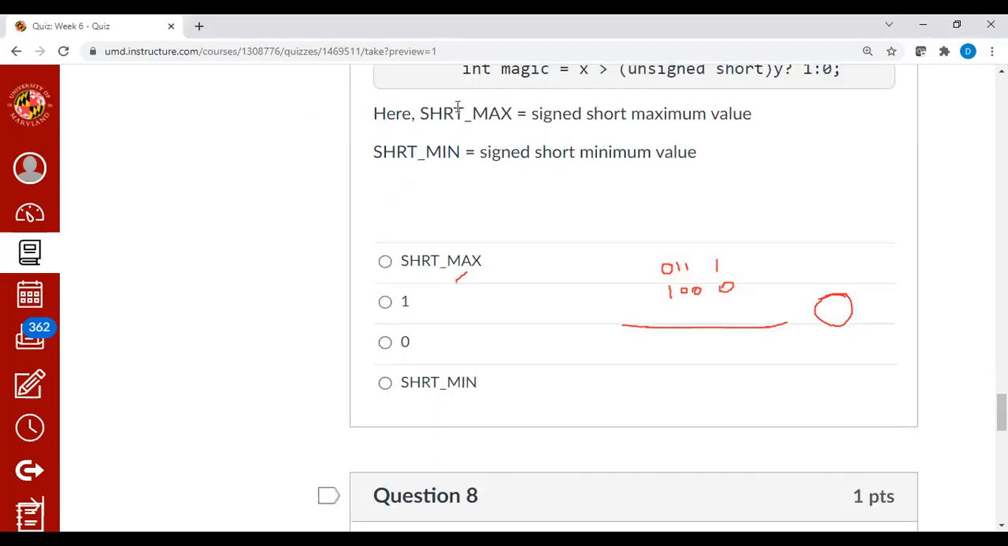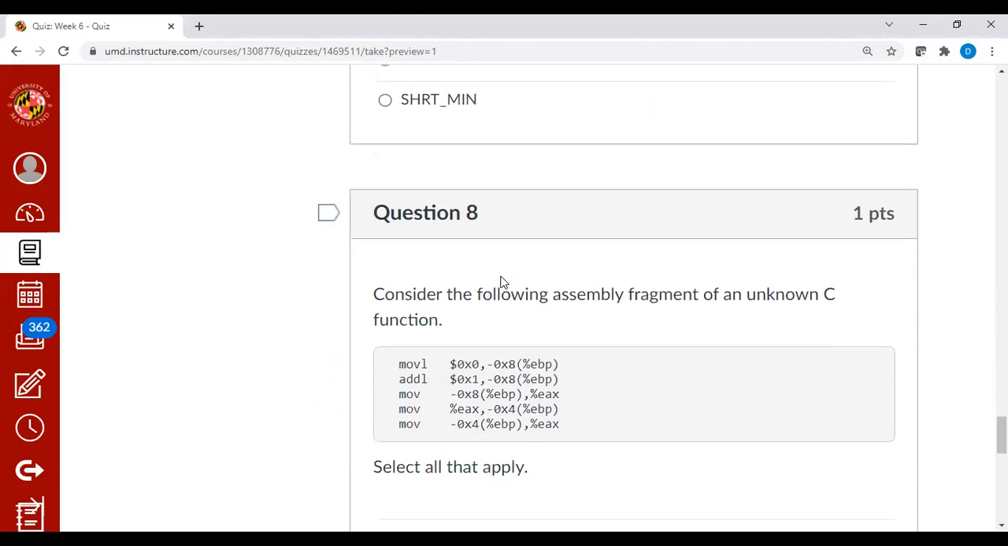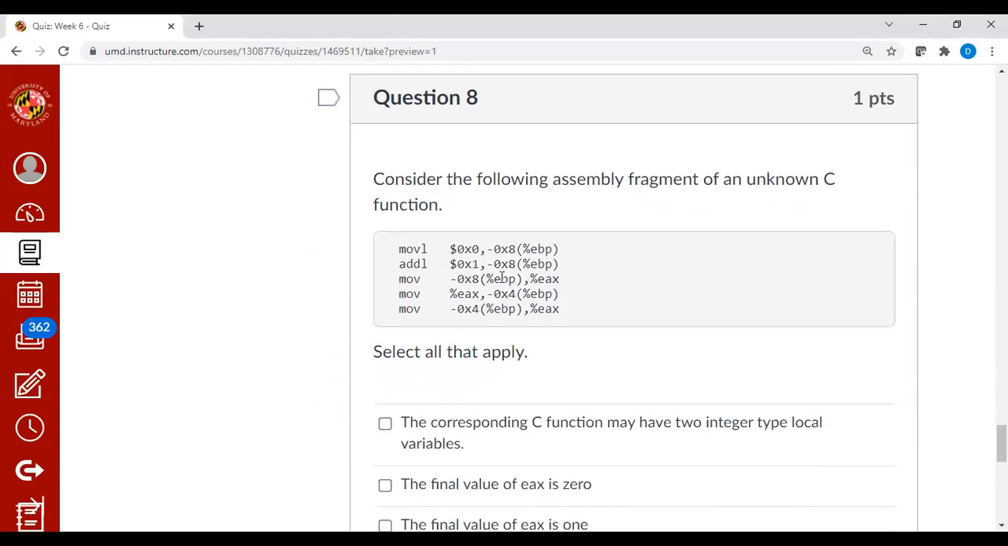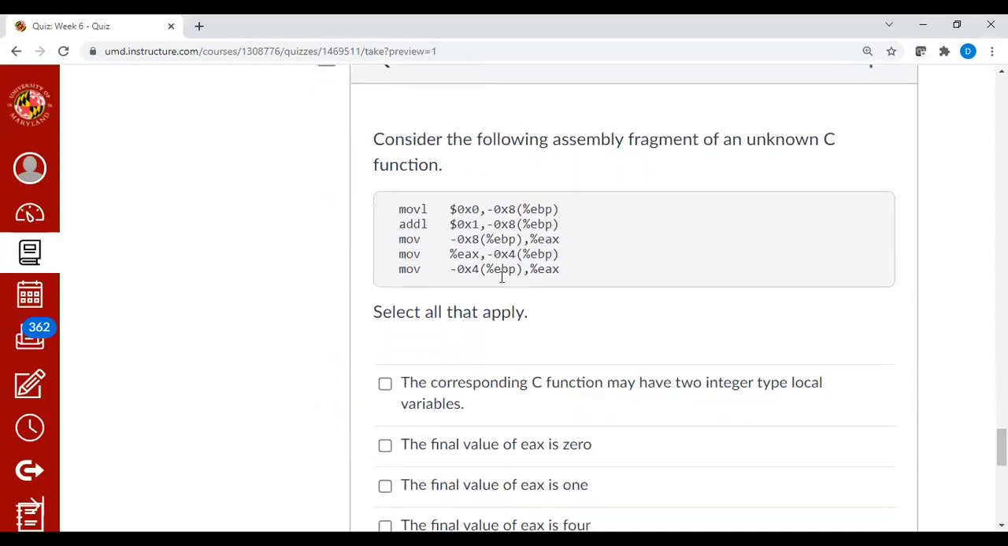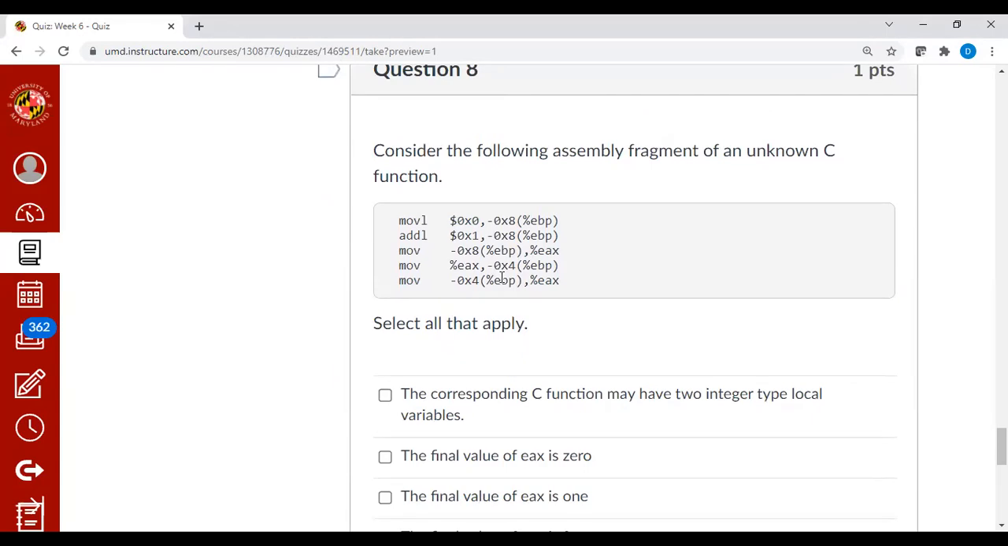Consider the following assembly fragment of an unknown C function. The corresponding C function may have 2 integer type local variables. The final value of EAX is 0, 1, 4. Let's figure out what's going on. So local variables are referred using EBP minus 4, minus 8, and so on for integer types. How many local variables? From the fragment, we can make a guess. Here we are doing EBP minus 8. That means this is possibly one integer type. And here is EBP minus 4. That's possibly another integer type.